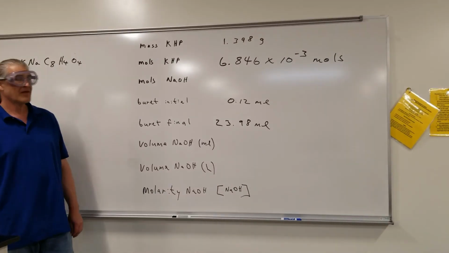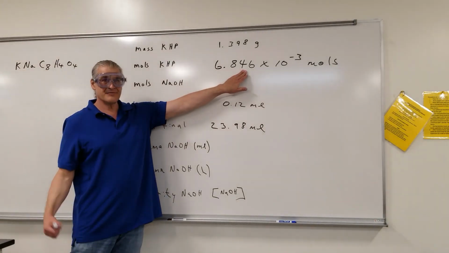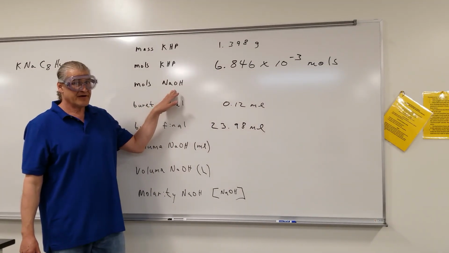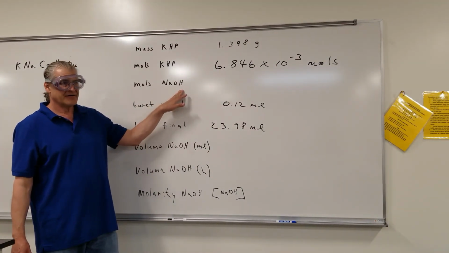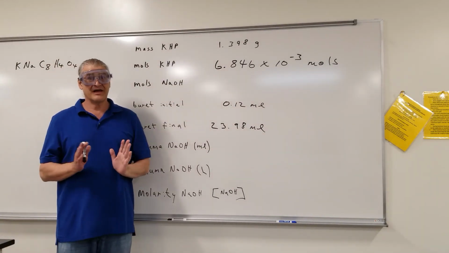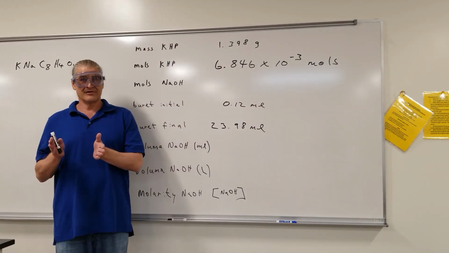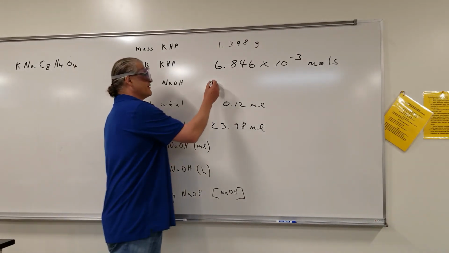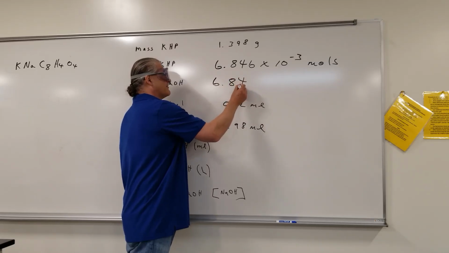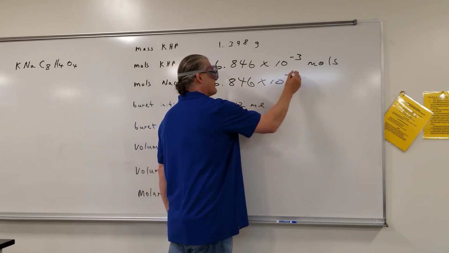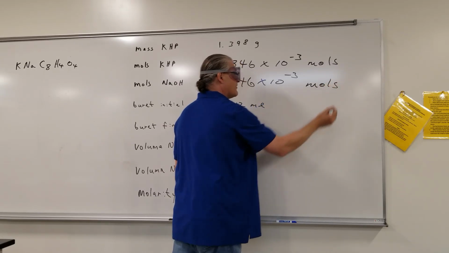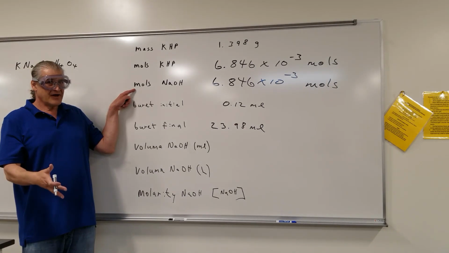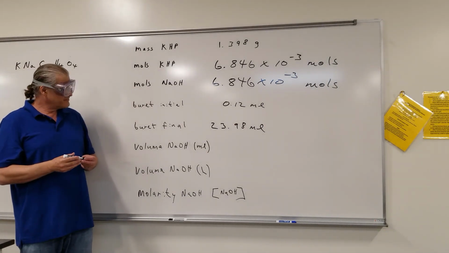Okay, so we have the moles of KHP we just calculated. The next line on the report sheet's asking for moles of sodium hydroxide. Well, you might recall the stoichiometry in that reaction is 1 mole of sodium hydroxide for every 1 mole of KHP. So this number is simply going to be 6.846 times 10 to the negative third moles. That's telling me how many moles of sodium hydroxide came out of that burette during the procedure.